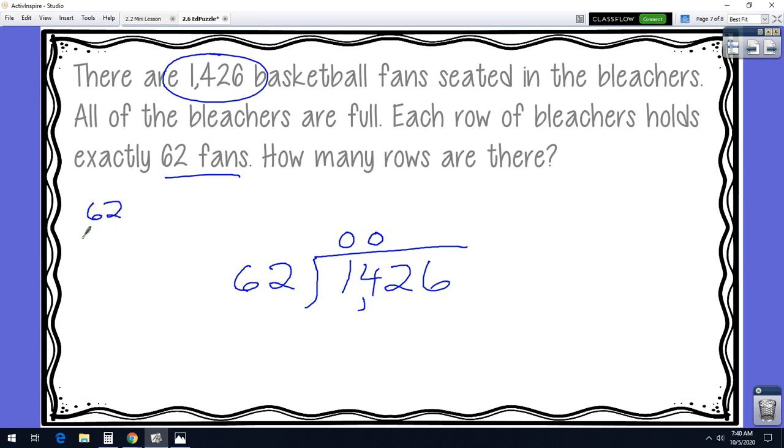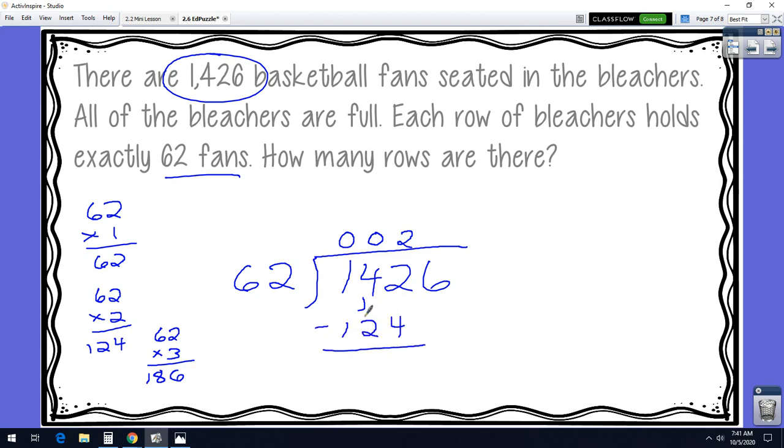Again, I don't have my 62s memorized, so I know what 62 times 1 is. I can write down what 62 times 2 is. Okay, it's 124. That's close. I think 62 times 3 is going to be too big, but I'm going to write it down anyway because that might be useful for us. It's 186. So which one should I choose? Should I choose 2? Should I choose 3? I'm not going to choose 3 because 186 would be too big. I can only fit 2 groups in there. 124 is what we get.